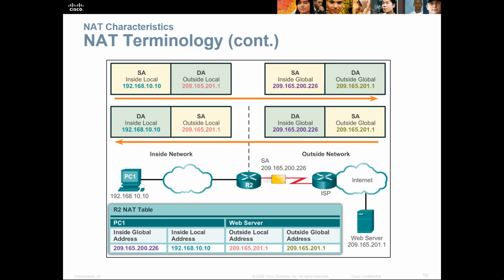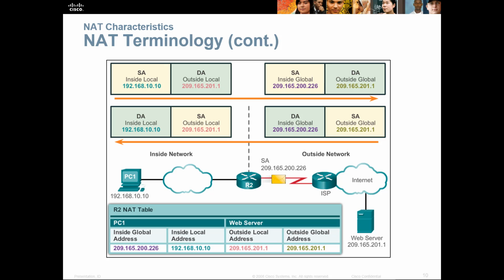So, from PC1 to our web server, our source address is 192.168.10.10, because that's our PC's IP. Our destination address is 209.165.201.1, and that's going to be our web server. Our inside network, our outside network. Notice again our source and destination, both inside local and our outside locals, because this is the address that we want on the outside.